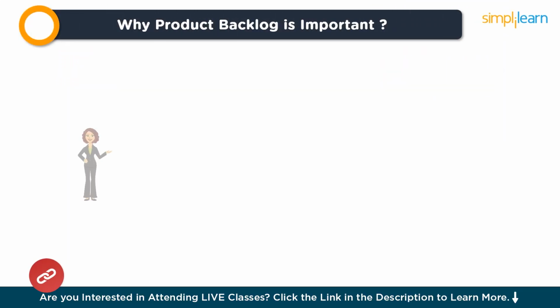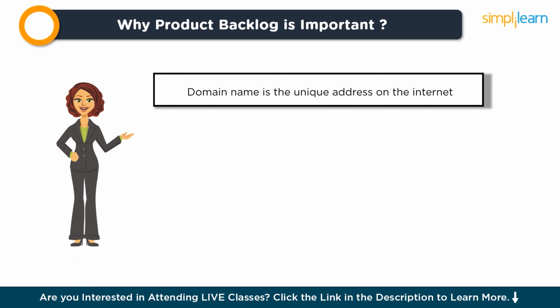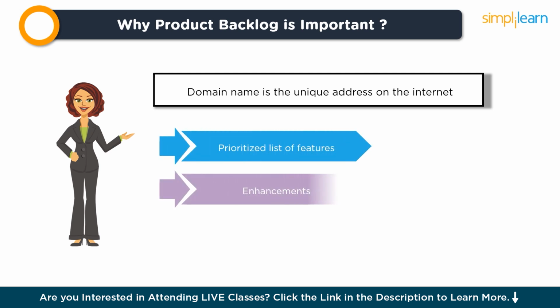Why is the product backlog important? The product backlog is a fundamental component in Agile and Scrum methodologies, serving as a dynamic, prioritized list of features, enhancements, bug fixes, and other changes that are needed to improve a product.